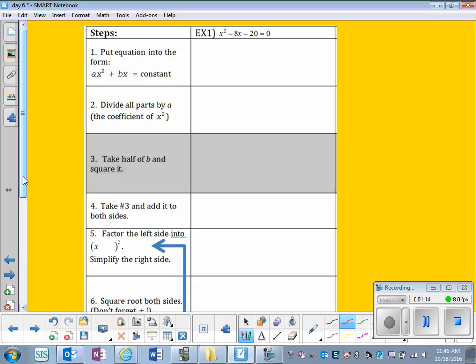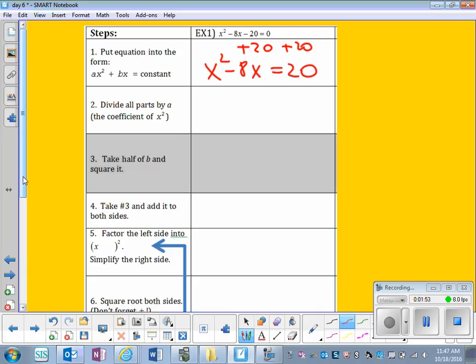First step, put the equation into the form ax squared plus bx equals constant. So I want to take all the terms that don't have any x's on one side of the equation and leave the term with the variable on the other side. If I'm looking at my first example, x squared minus 8x minus 20 equals 0, what do I need to do? Add 20, right? Because I want this constant by itself on the other side. So I have x squared minus 8x equals 20. That's the first step.